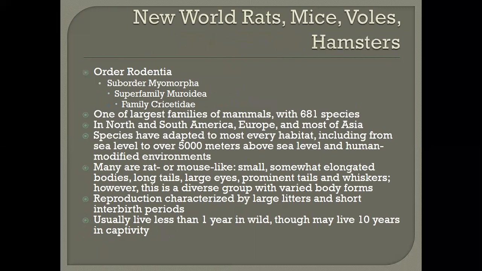Then we have the New World rats, mice, voles, and hamsters. Over 680 species. And they live just about everywhere from sea level to above 5,000 meters above sea level. They coexist well with humans. Many of them are small, and rat and mouse-like are good ways of thinking of their bodies. They have large litters and short time periods between births. In the wild, many of them live less than a year, but in captivity, many may live 10 years or sometimes more.